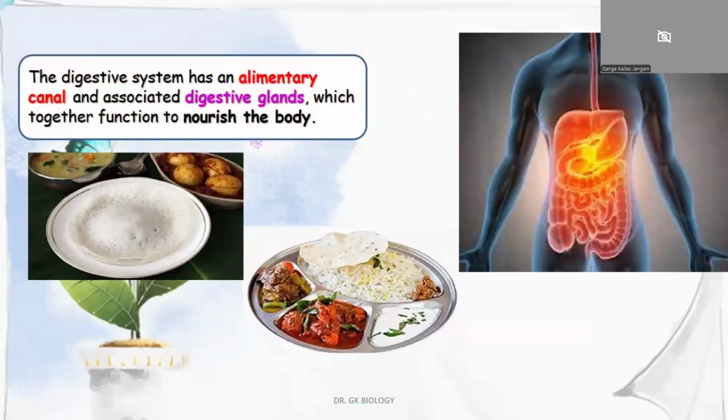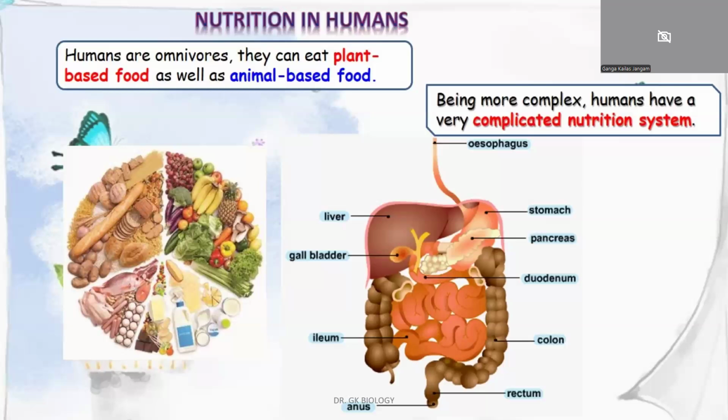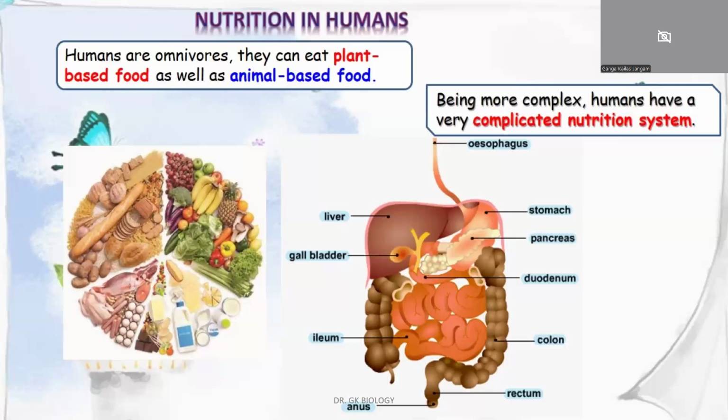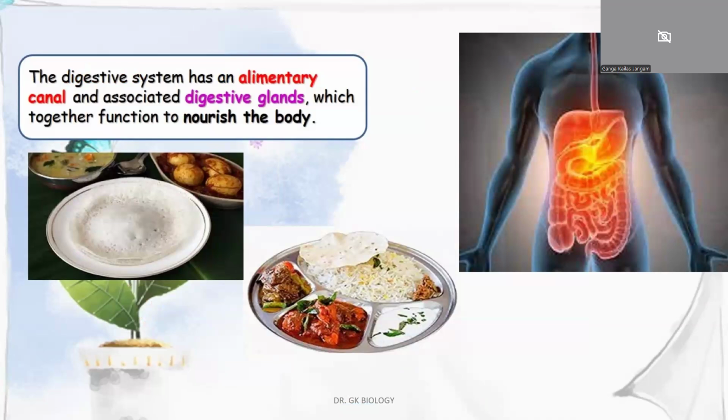The digestive system has an alimentary canal and associated digestive glands, which together function to nourish the body. What do we mean by alimentary canal and associated digestive glands? The alimentary canal, whatever we just saw here, from the esophagus to the anus, is the alimentary canal. And digestive glands, like the salivary glands in the mouth, and along with that the liver and pancreas, are the accessory digestive glands. These are very, very important words.